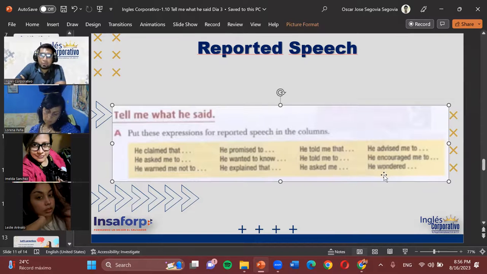Like if somebody gets to the ice cream store and they ask you, hey, do you have any ice cream left? So you can report it as he wondered if we had any ice cream left. So wondered is very, very commonly used with yes, no questions.